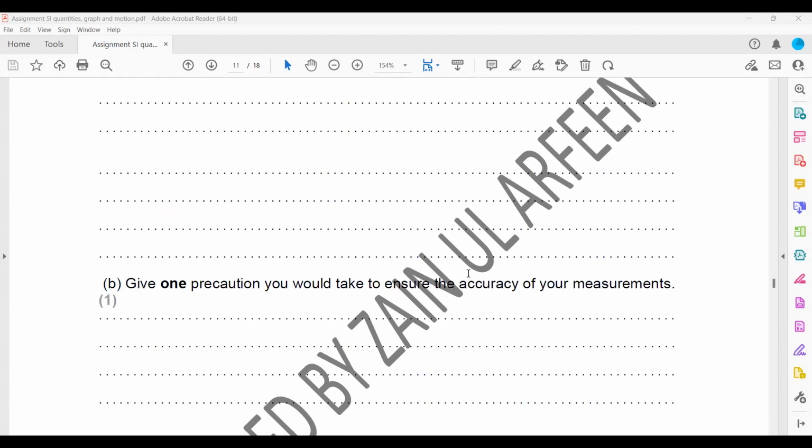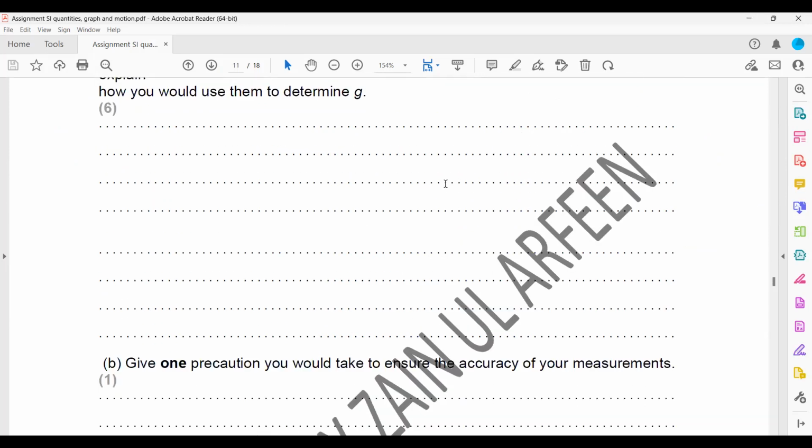Then the question: give one precaution you would take to ensure the accuracy of your measurement. What precaution should we take? The precaution should be related to the experiment which we plan. For example, if I'm using a meter rule and a stopwatch, we should avoid a parallax error by looking perpendicular. So this is a meter rule. When we are reading the length, reading the scale, we should always look perpendicular to avoid a parallax error.